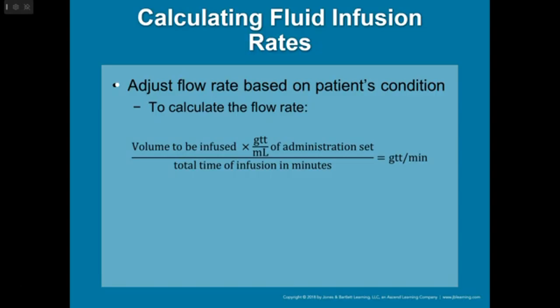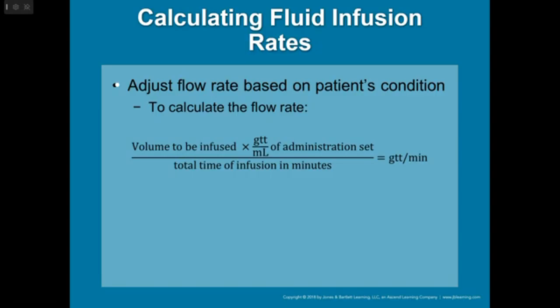Calculating fluid infusion rates. Adjust the flow rate based on the patient's condition. To calculate the flow rate, volume to be infused times our drop set. Remember we talked about macro or micro, 10 all the way up to 60 drops per milliliter, divided by the total time of infusion in minutes. Okay? That gives us our drops per minute.